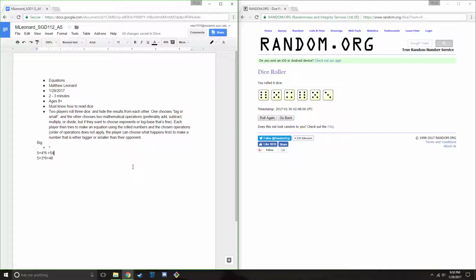So in this instance, they both reveal their equations. Player 1 created a larger number, which was his goal, which was the goal of the game, so player 1 would win.